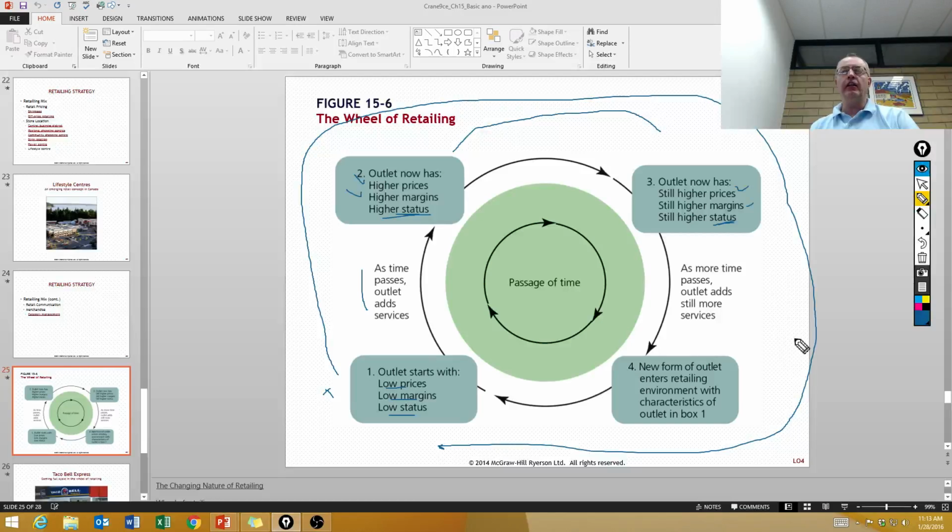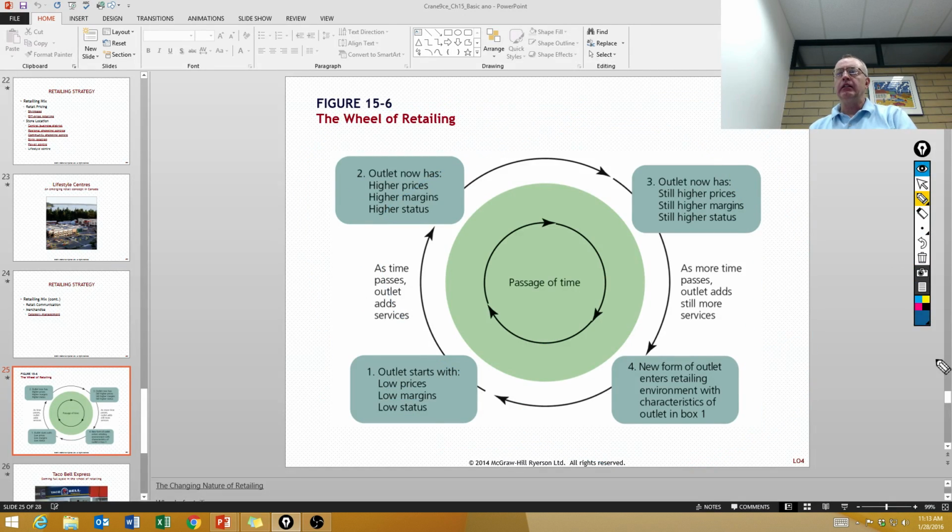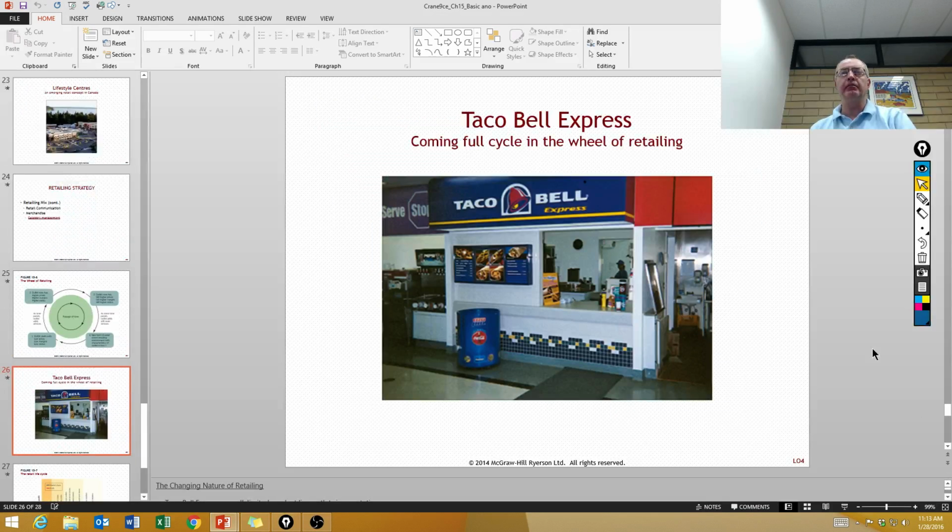And then at the end of the day, we'll have newcomers coming into the industry, and they start out at the bottom of the totem pole, and then they follow the same kind of cycle around again. And so the book has an example here. I don't do a lot of traveling, so I don't think I've seen this myself personally, but they have the example of Taco Bell.